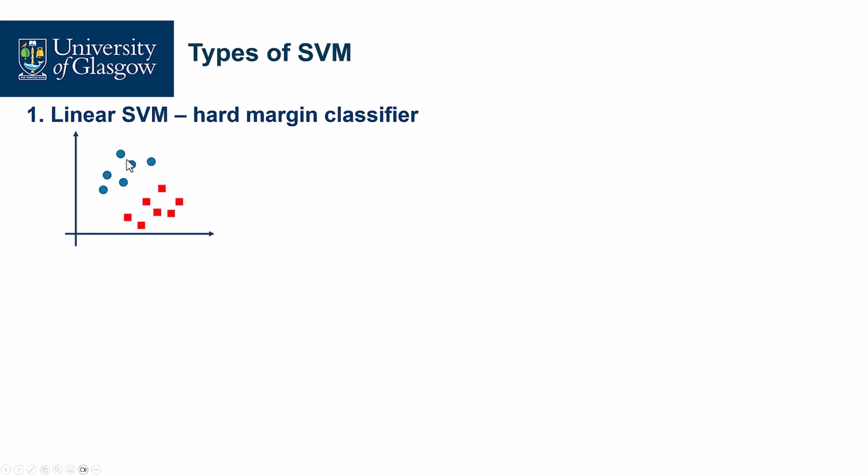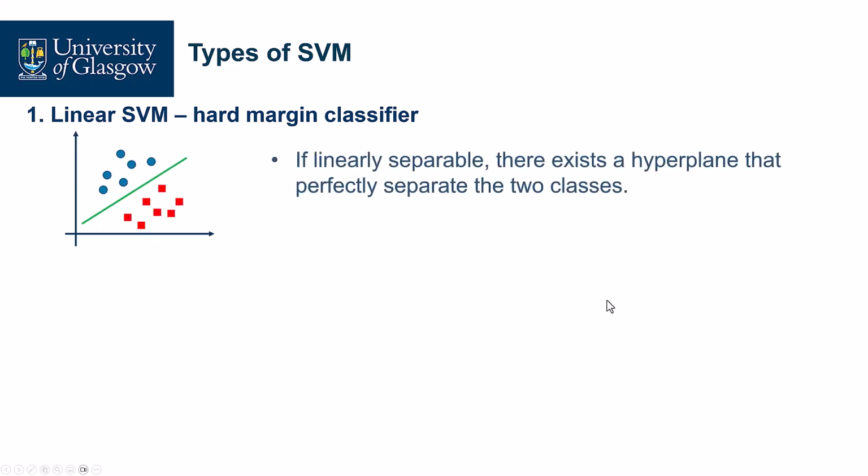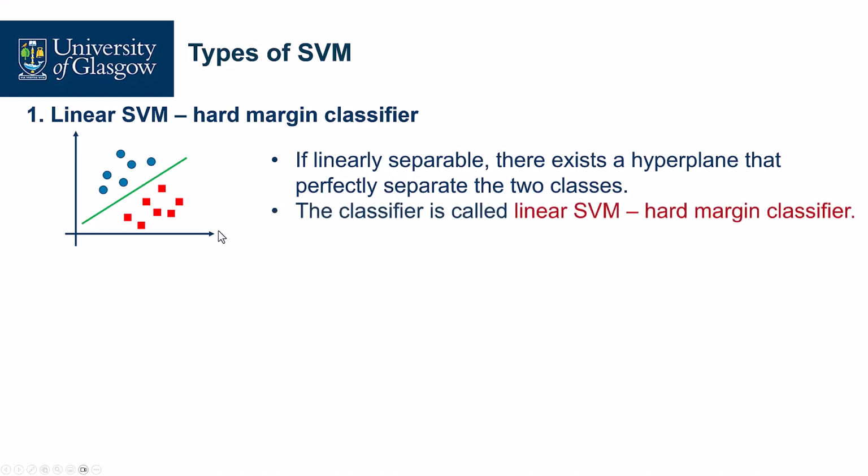So as we can see, this data distribution, right? Here we can have a hyperplane to perfectly separate the two classes because this is linearly separable, right? So this one is the simplest one. We call it linear SVM hard margin classifier. However, in the real world, most data are not linearly separable.